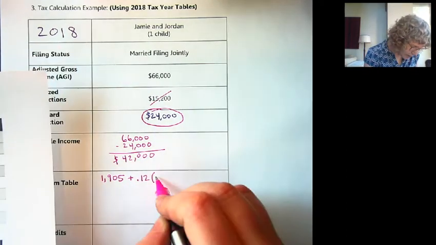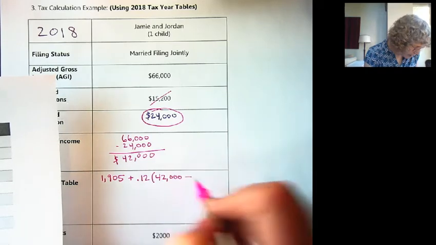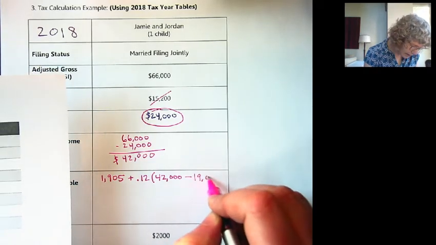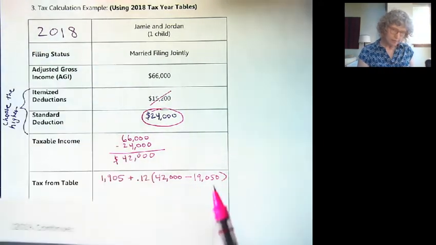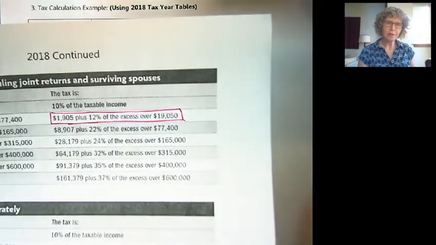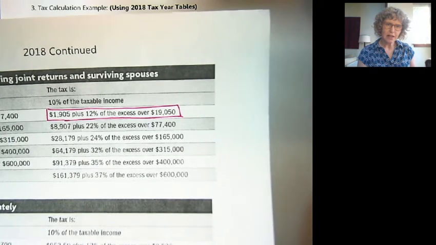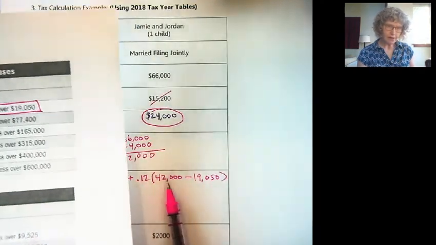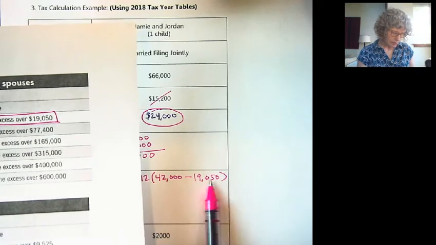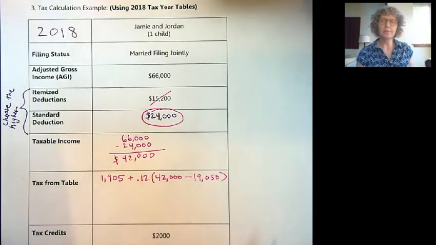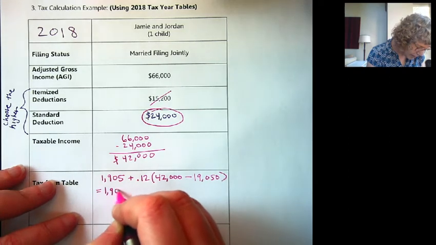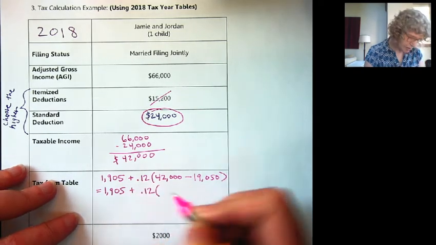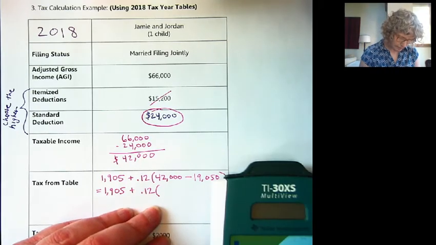So I'm going to take this 42,000 and subtract the 19,050. You see how that works? So it's 1,000. I can't quite get them both on here at the same time. It's $1,905 plus 12% of the excess over, which means subtract that off and then take 12% of it. You could do this in multiple steps instead of writing it out all at once like that. And then I'm going to go ahead and simplify it in steps. You could also just plug this whole thing right into your calculator. That's fine.